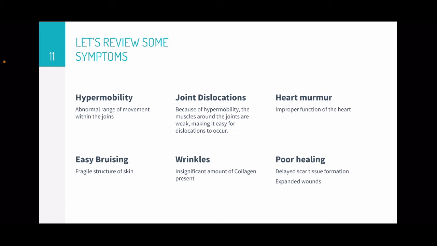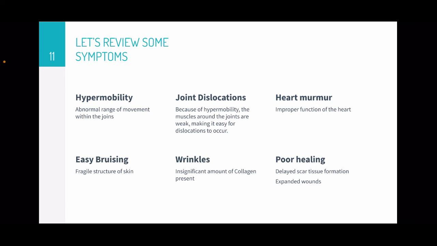Some symptoms that I can address, which I've listed throughout the presentation: there is hypermobility, which gives an abnormal range of movement within the joints. Our joints are more strict, but they have that hypermobility, and because of that, it can cause joint dislocations, which is my next symptom. The muscles around the joints are already weak because of this disorder, which makes dislocations very easy to occur.